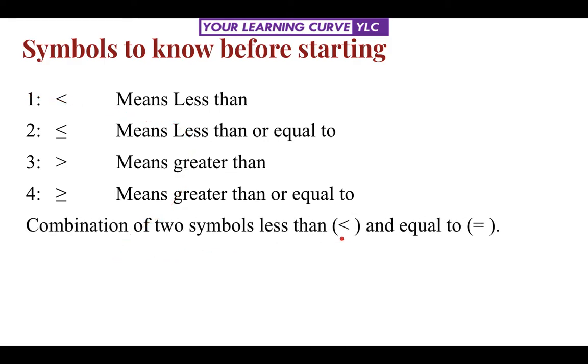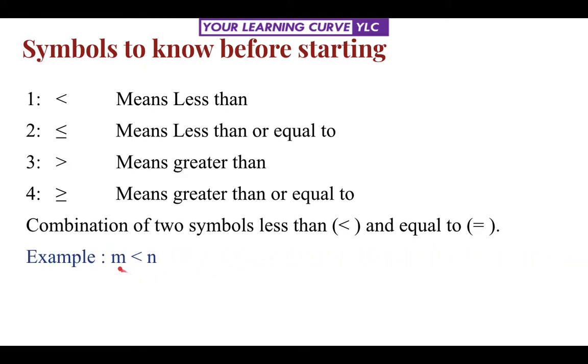Combination of two symbols, this and this, gives you less than or equal to or greater than or equal to. Only these two symbols are used. Towards this side we put the bigger number, towards this side we put the smaller number. So to whichever side you have the bigger number, you place the symbol accordingly.